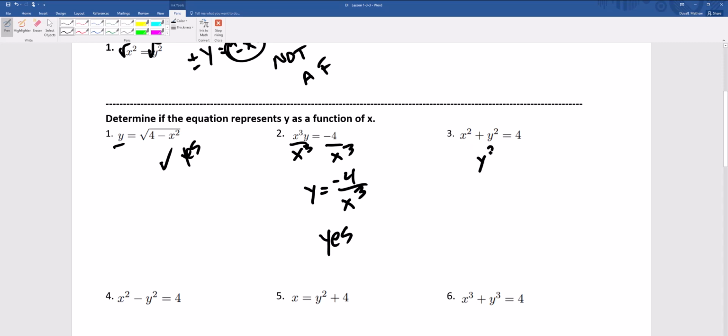Subtract x squared on both sides. Square root. So now that I have that plus or minus, then it's not a function.